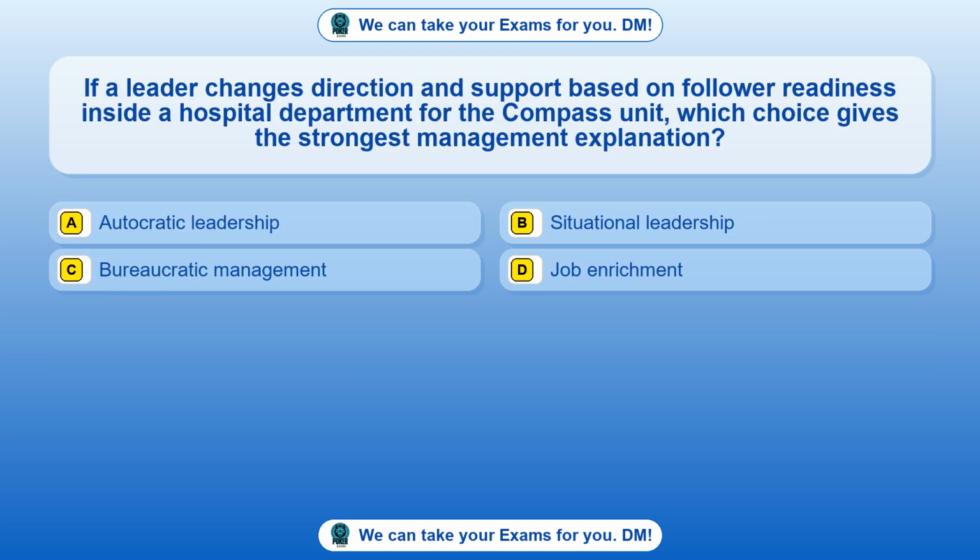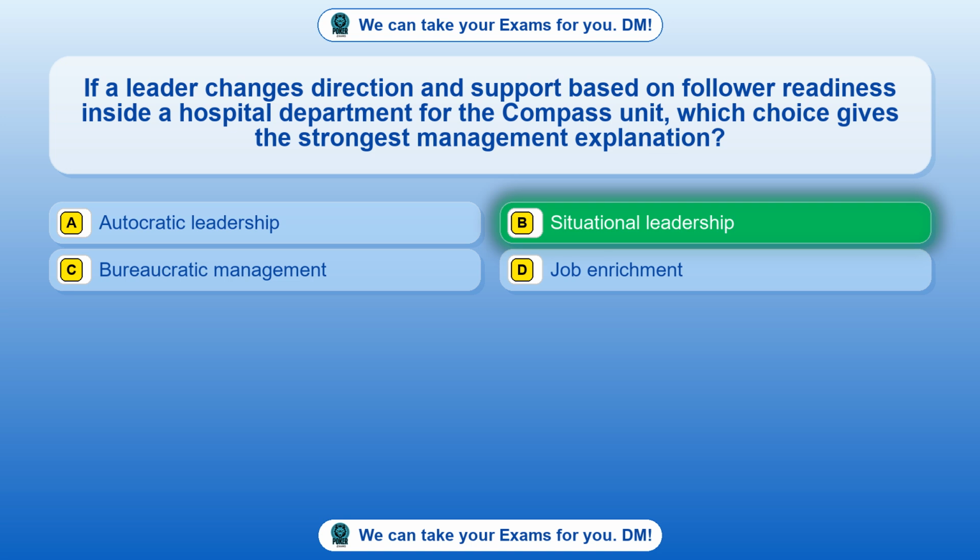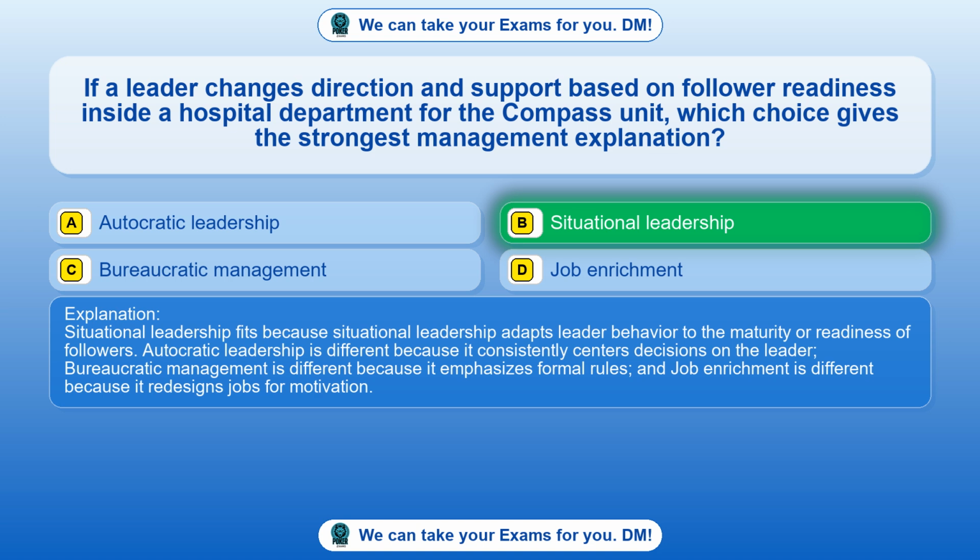Question 59. If a leader changes direction and support based on follower readiness inside a hospital department for the Compass unit, which choice gives the strongest management explanation? Option A, autocratic leadership. Option B, situational leadership. Option C, bureaucratic management. Option D, job enrichment. The correct answer is option B, situational leadership. Situational leadership fits because situational leadership adapts leader behavior to the maturity or readiness of followers.